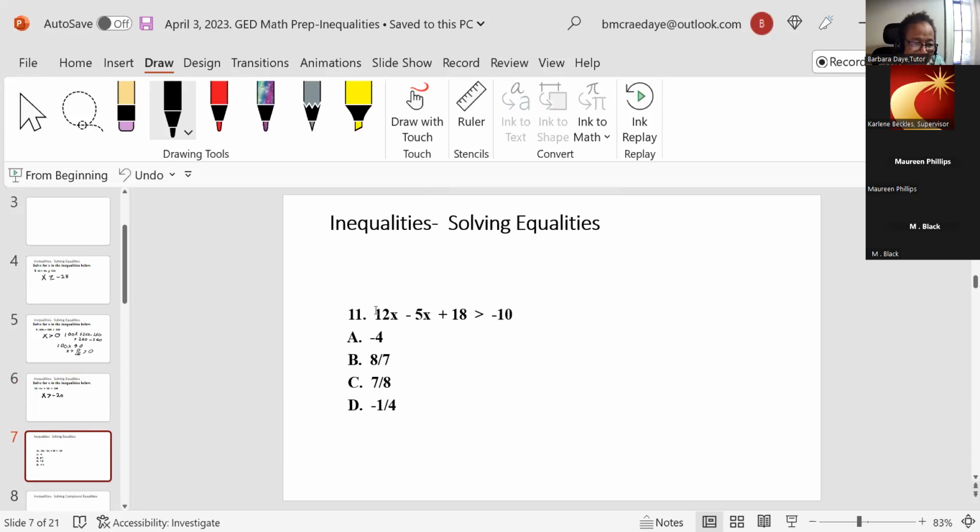12x minus 7 minus 5x is -10 plus 18... I get C. I'm in limbo. I'm not good at this one. Let me try again. It's not C, Maureen. Try again.